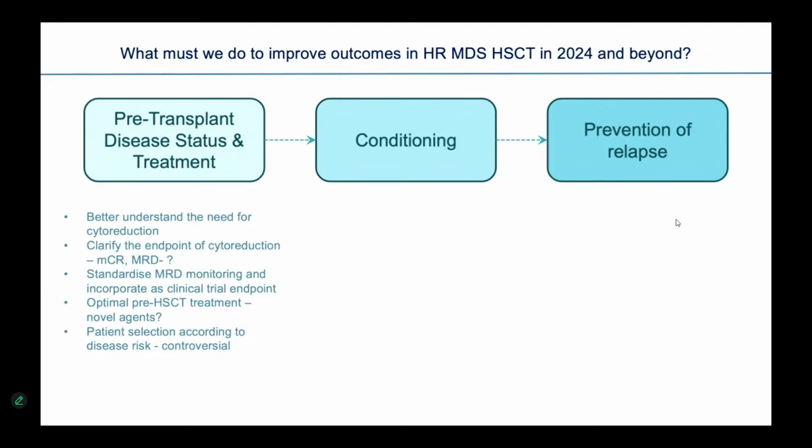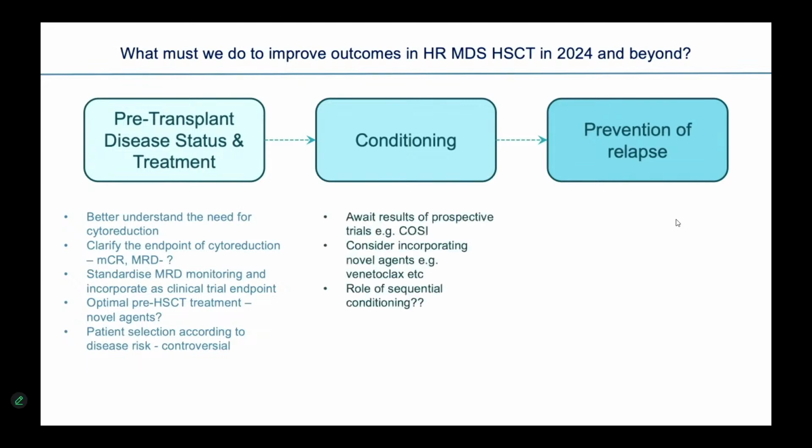We need to optimize pre-transplant treatments and look at novel agents, and also improve patient selection according to disease risk, which at present is controversial. For example, considering the utility of transplant for P53 or very adverse monosomal karyotype disease. For conditioning, we should await the results of prospective trials such as COSY and consider novel conditioning regimens, which include new agents such as venetoclax.